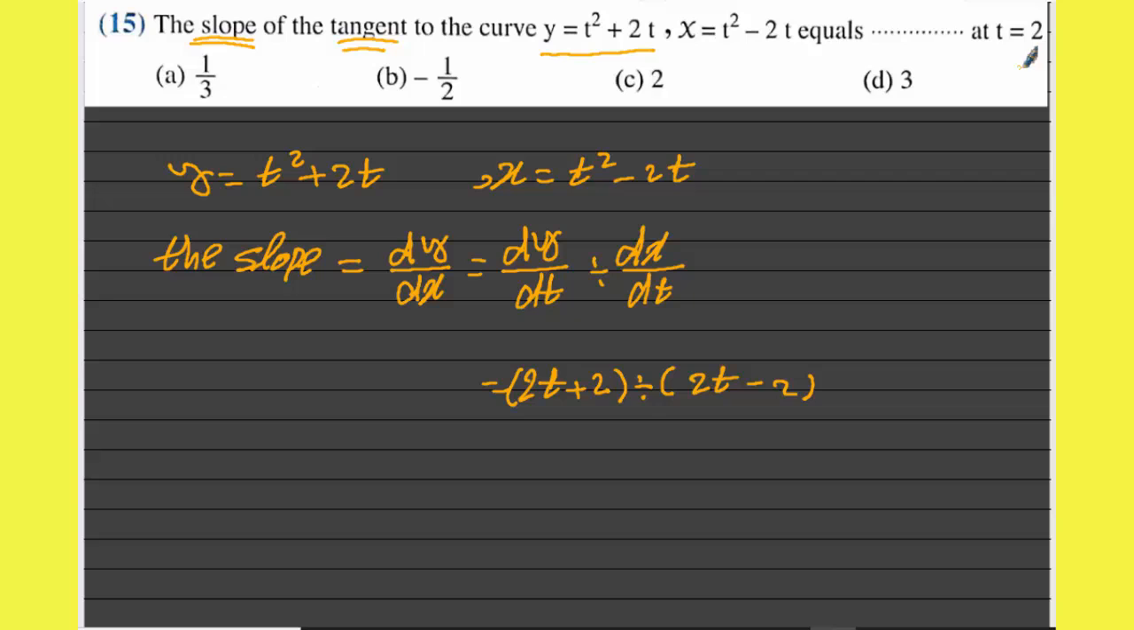Okay, at t equals 2, so substitute t equals 2, then dy/dx equals 2 multiply 2 plus 2, substituting t equals 2. So we have 6 divided by 2 multiply 2 minus 2 equals 2. So the result equals 3, and the answer is letter D.